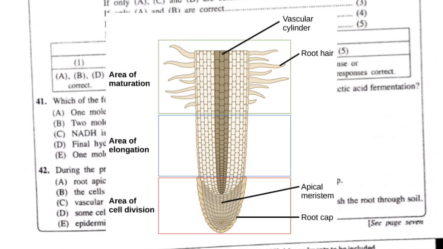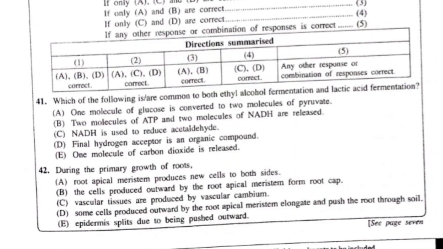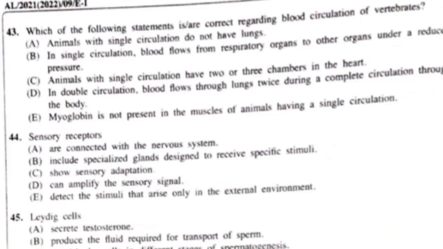Then when we talk about D, D says some cells produced outward by the root apical meristem elongate and push the root through soil. The root produces cells both inwards and outwards, but pushing the root forward is done by the cells that are produced inwards. So pushing the root forward through the soil is a function of the cells that are produced inwards, not the cells produced outwards. That is why statement D is wrong. So the answer is number 3.